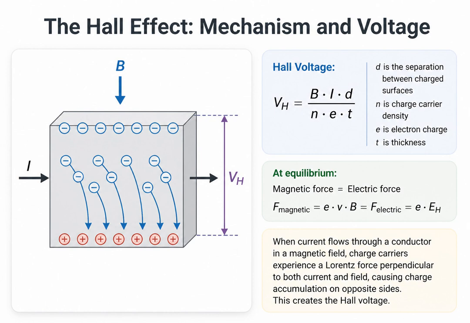The voltage we measure across the material is the Hall voltage, and it depends on the current, the magnetic field strength, the thickness of the material, and, crucially, the density of charge carriers. This relationship, VH = BI/(net), where n is the carrier density, e the electron charge and t the thickness, is the key to extracting information about the material's microscopic structure.